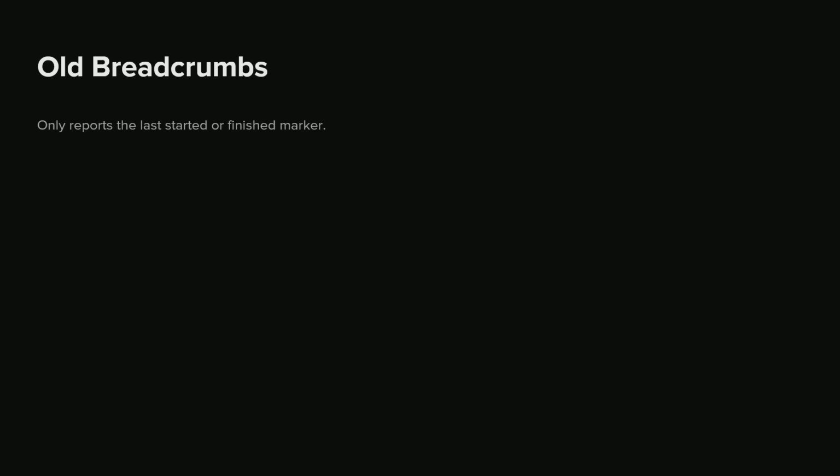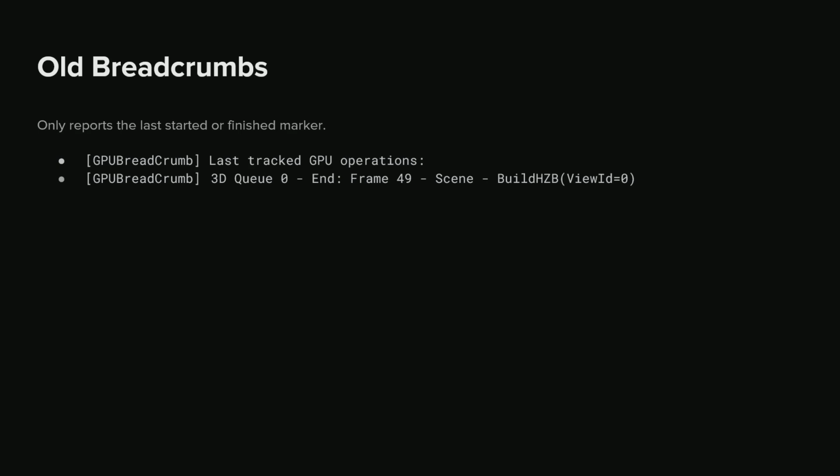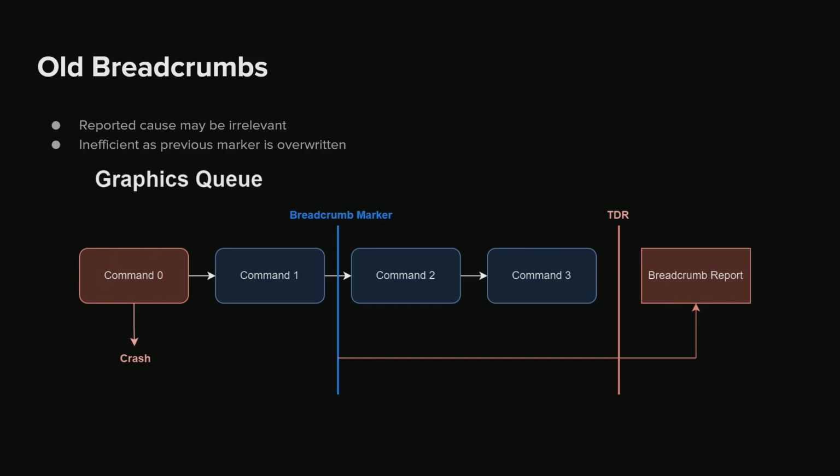They do have some downsides. The original breadcrumbs only report the last started or finished marker, which is not a lot of information and in some cases can be incorrect. Let us look at an example. Clearly here, what we see is an incorrect breadcrumb report. If command 0 caused the crash and we get the report when the TDR happens, the breadcrumbs would only report the last marker. So this marker would be after command 1. So we would only receive the information that command 1 was responsible for the GPU crash, which in this case would obviously be a red herring. Depending on the type of the crash, the time between the actual report can vary drastically.